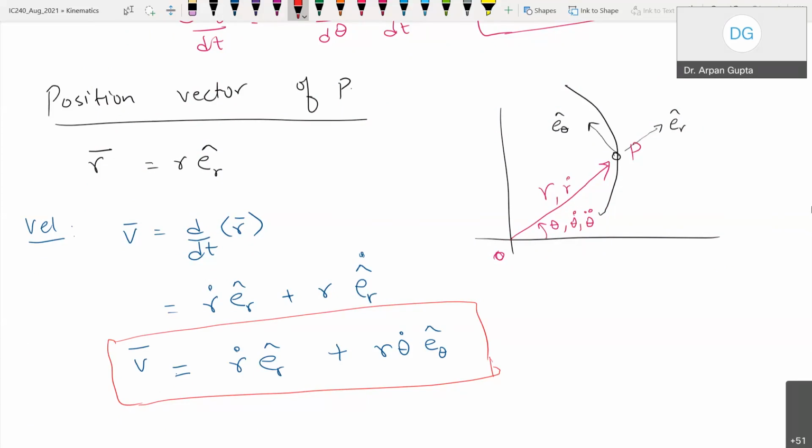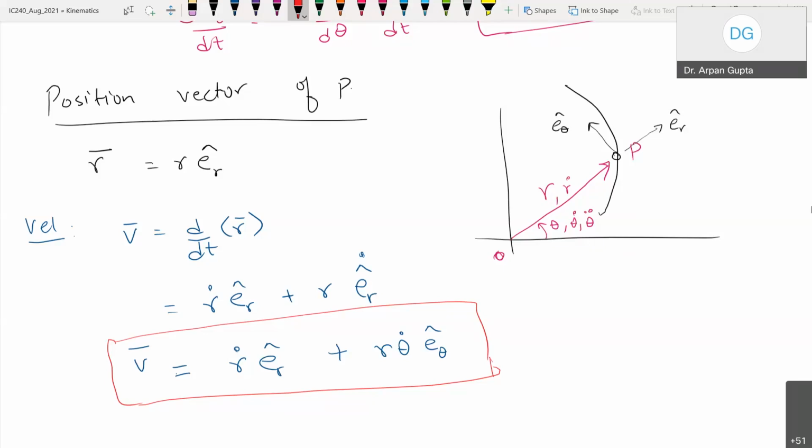This equation you can understand quite easily. The velocity is a vector addition of r dot, the rate of change along the r direction, plus, you can say, omega r. That is, r times theta dot, like omega r, is the velocity in the perpendicular direction, and it's a vector addition of these.